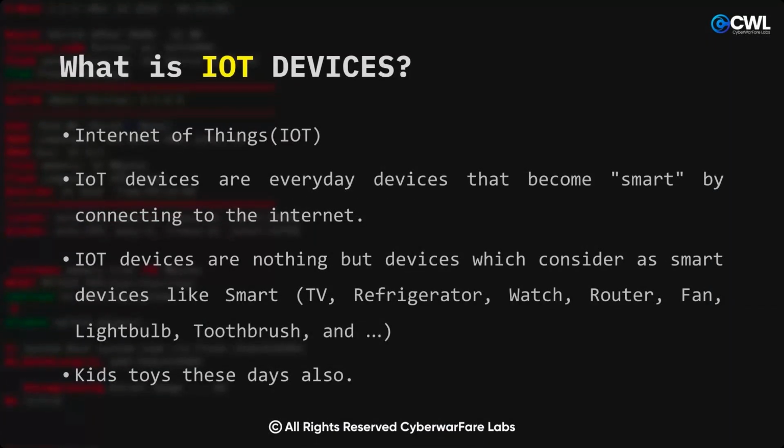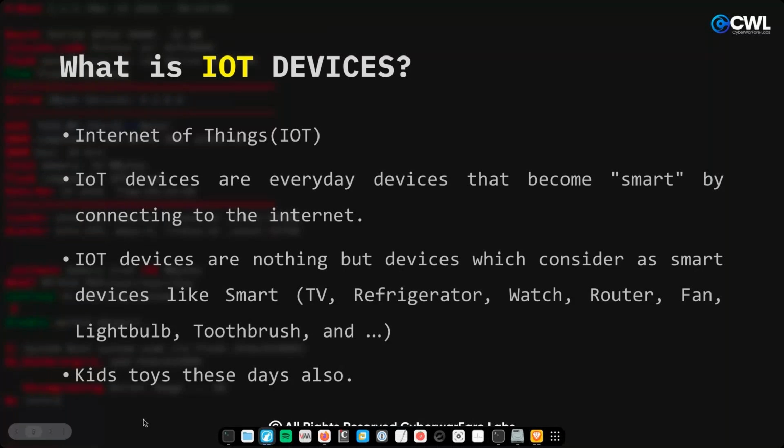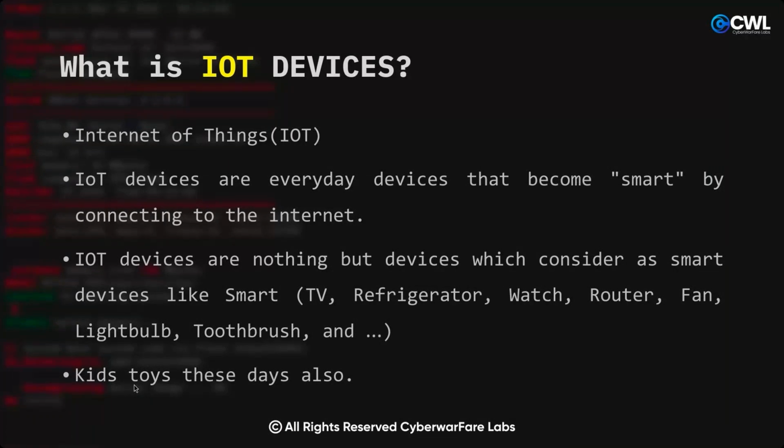IoT devices are everywhere right now, from our smart TV to refrigerator, watches, router, fan, light bulb, and now even toothbrushes, which is kind of funny. So IoT devices are devices which can become smart by connecting to the internet. And as we can see in the last point, these days kids' toys are also becoming smart IoT devices. We have seen toys which have a camera, or you can record your voice and send it to your phone or something.